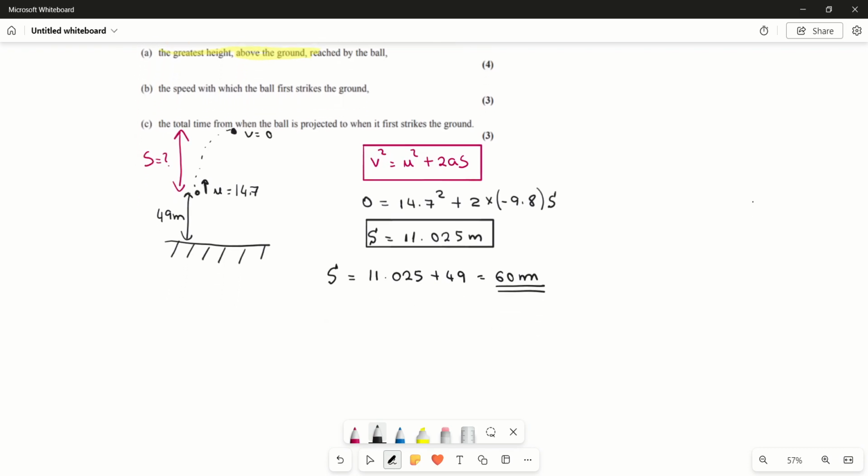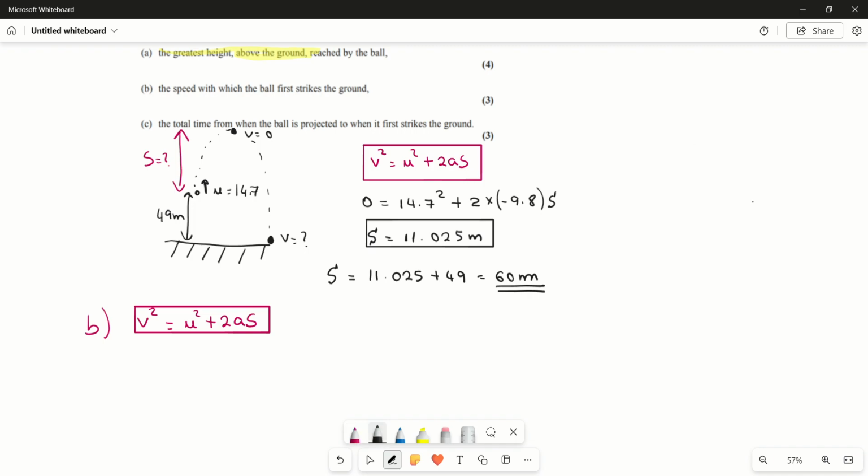For part B, we would like to find the speed with which the ball is going to strike the ground. So as it strikes the ground at this point, just before here, we would like to work out the velocity. So for part B, I'm going to use the SUVAT equation again. So I'm using v squared is u squared plus 2as.